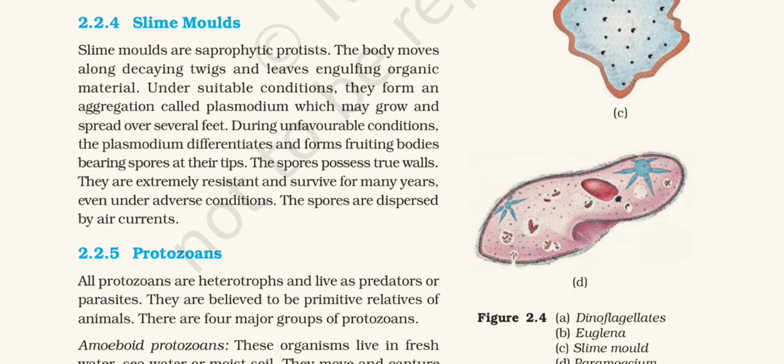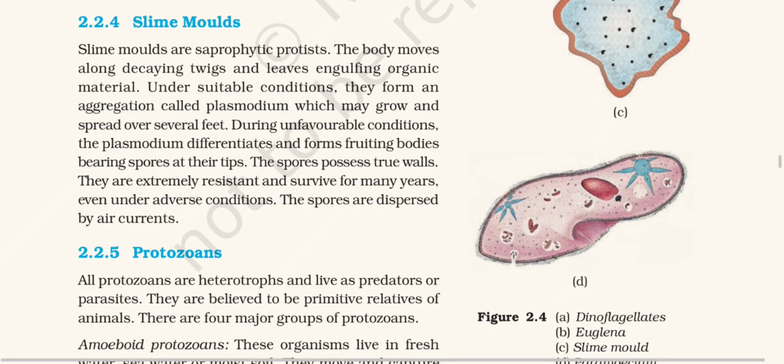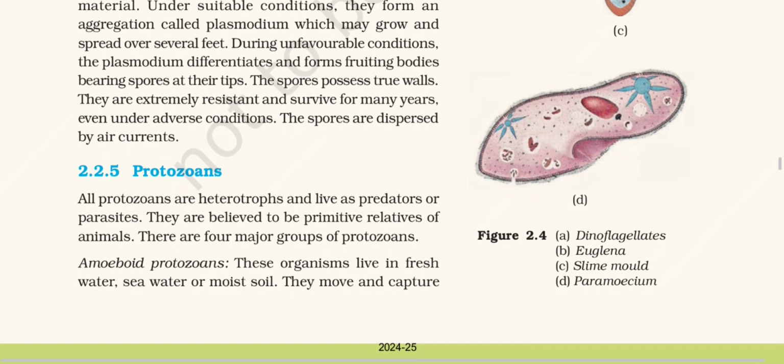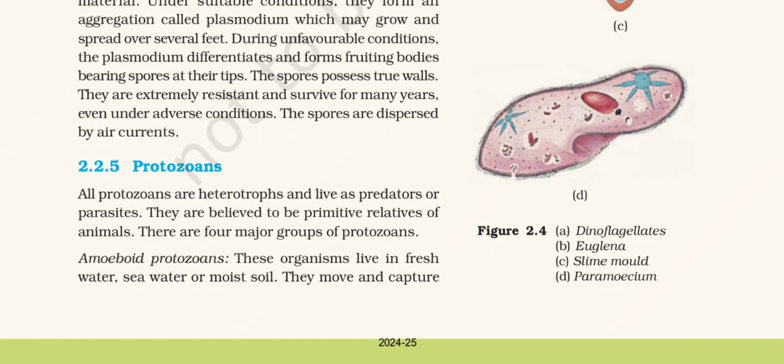The spores possess true walls. They are extremely resistant and survive for many years, even under adverse conditions. The spores are dispersed by air currents. Figure 2.4a: A. Dinoflagellates, B. Euglena, C. Slime mold, D.